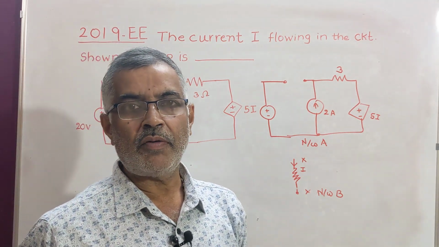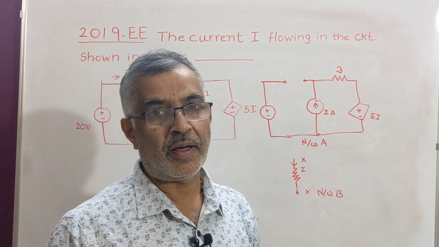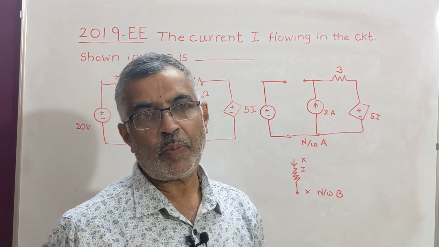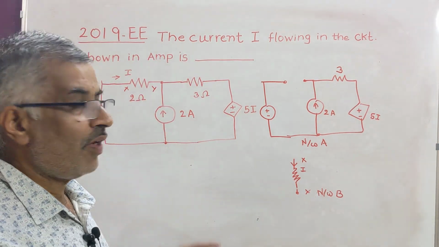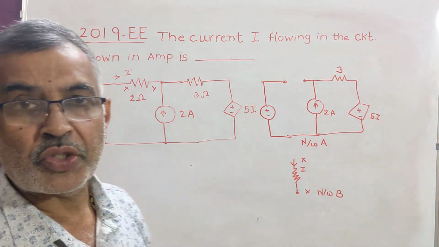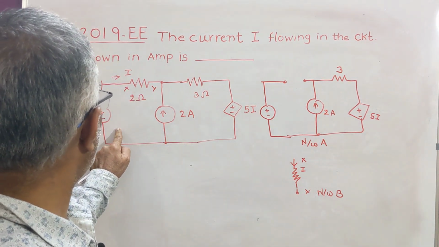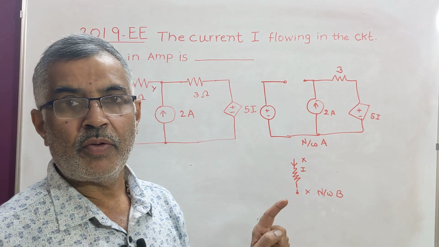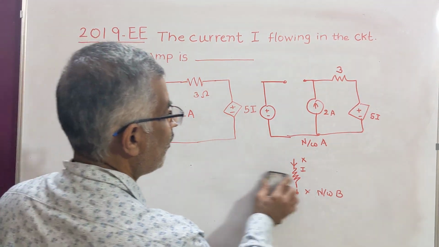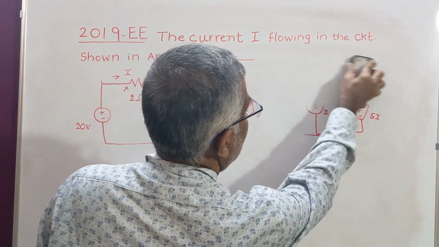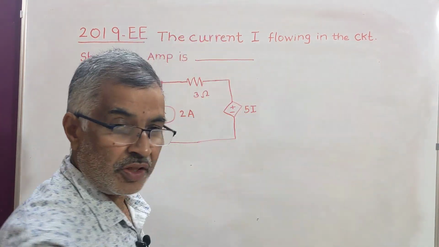Therefore, inevitably you have to go for other theorems. For example, superposition theorem. Superposition theorem is permissible. I will apply this because this is a multi-source circuit, with a 20 volt source and a 2 ampere source. So more than one source is there, and I can apply superposition theorem. Now I will solve this problem by applying superposition theorem.